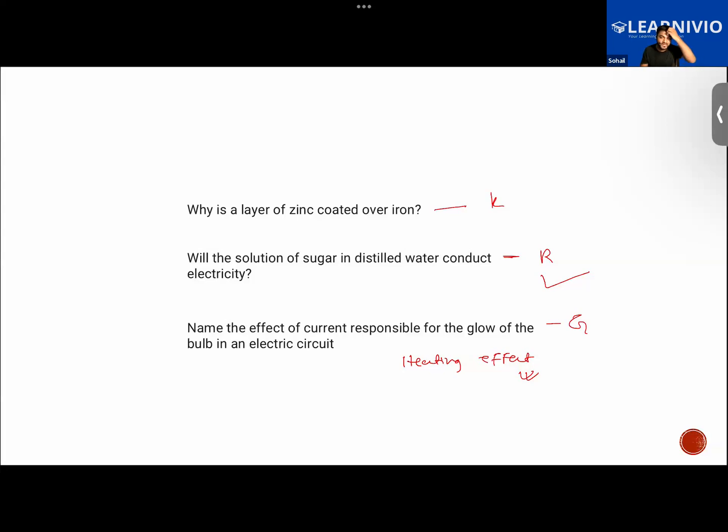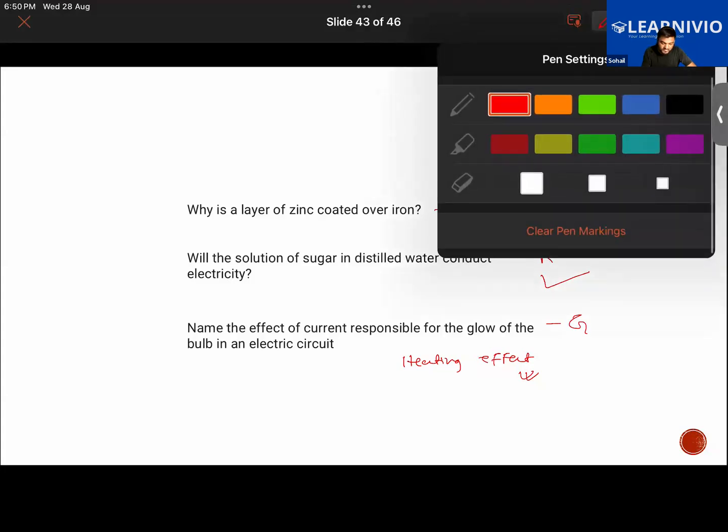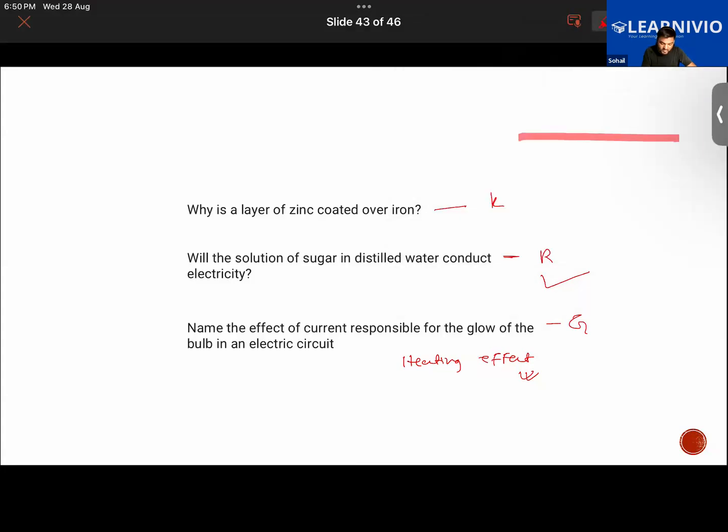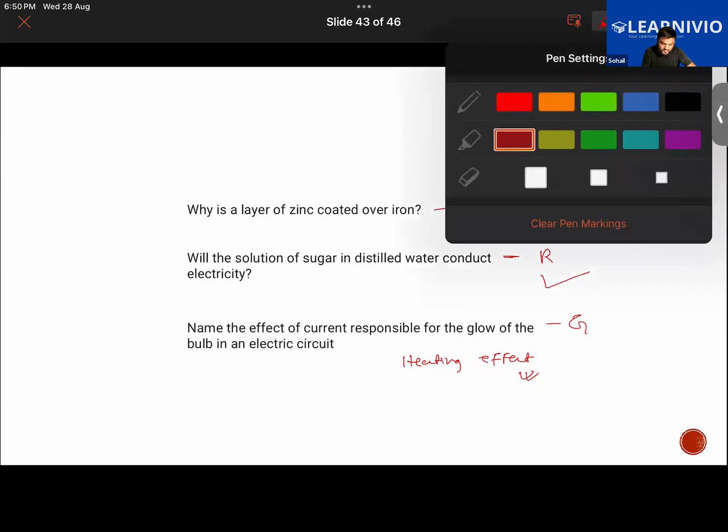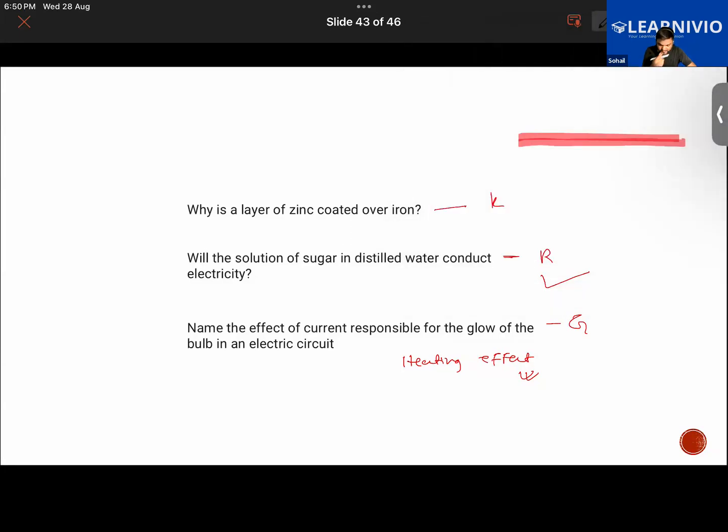Anyways, why will a layer of zinc be coated over iron? Anyone would like to answer this? Sir, to prevent rusting. To prevent it from rusting, right? See, actually, the problem is that when an iron object is exposed to moisture, in contact with air and water, then a layer of rust will develop over it.